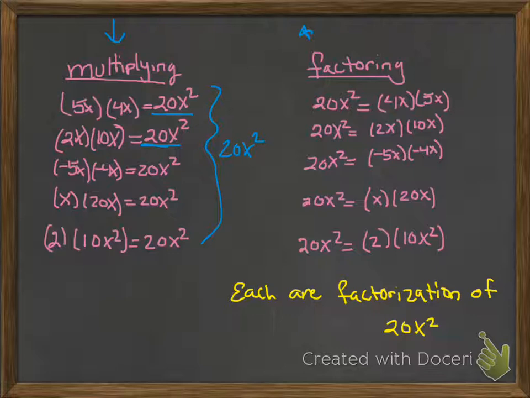And so in factoring, we're going to need to be able to pull apart each of these different combinations. All these different possible combinations are each factorizations of 20x squared.